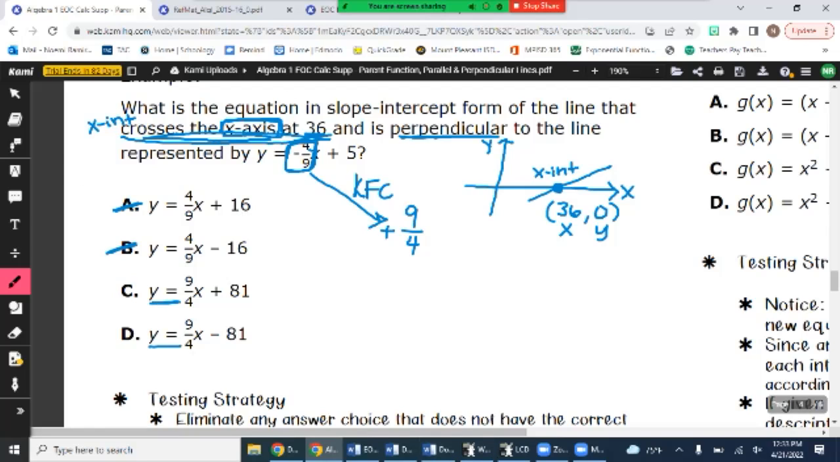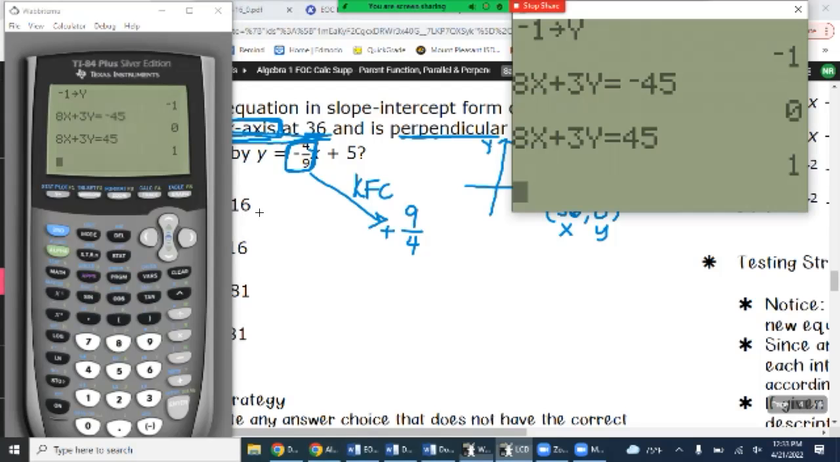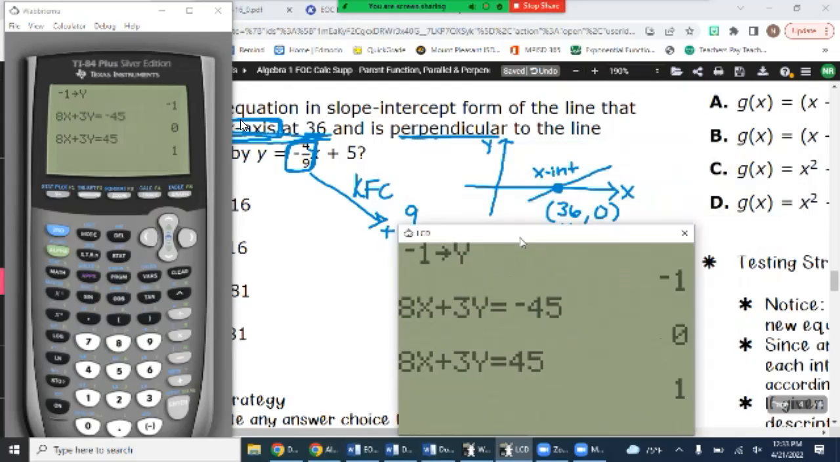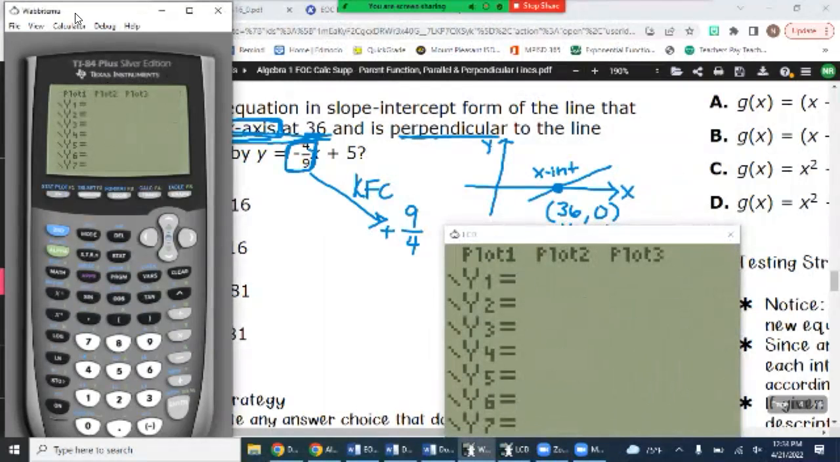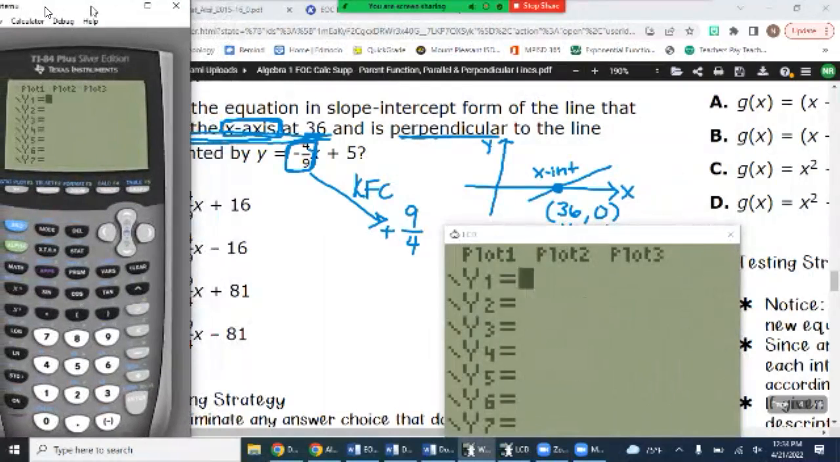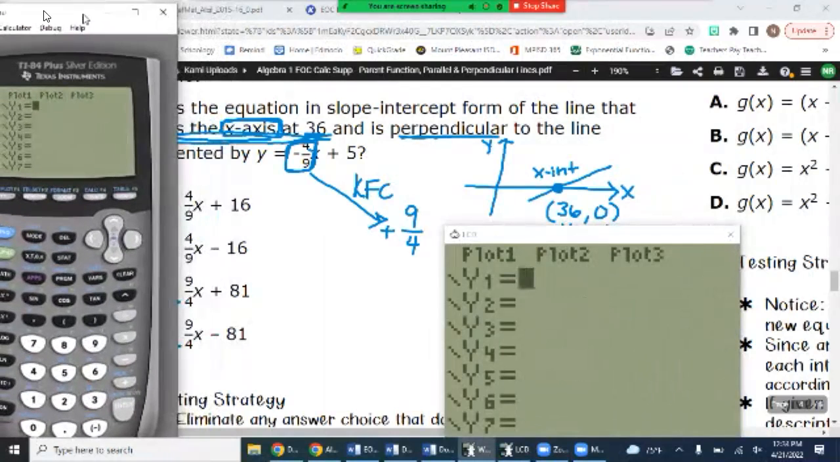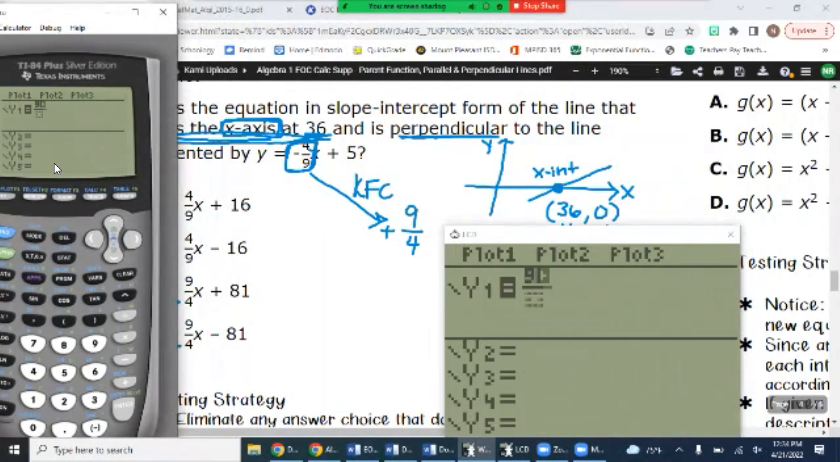From there, your equations are solved for y. So what can we do with those? Type them into y equals. So let's go ahead and type those into y equals, and we're going to see which one has that 36, 0. Let me move this over a little bit. 9/4. Yeah. Alpha y equals 9/4 x plus 81.